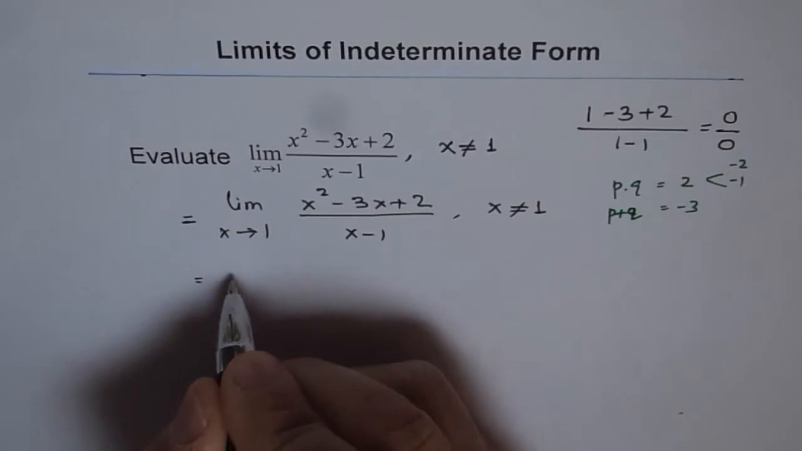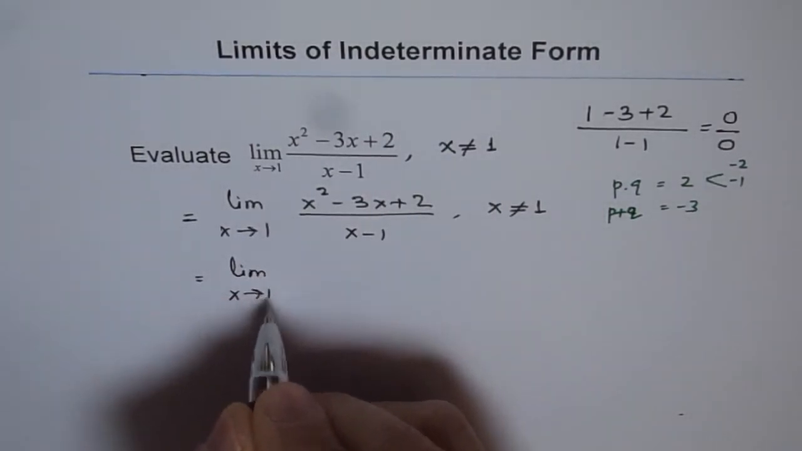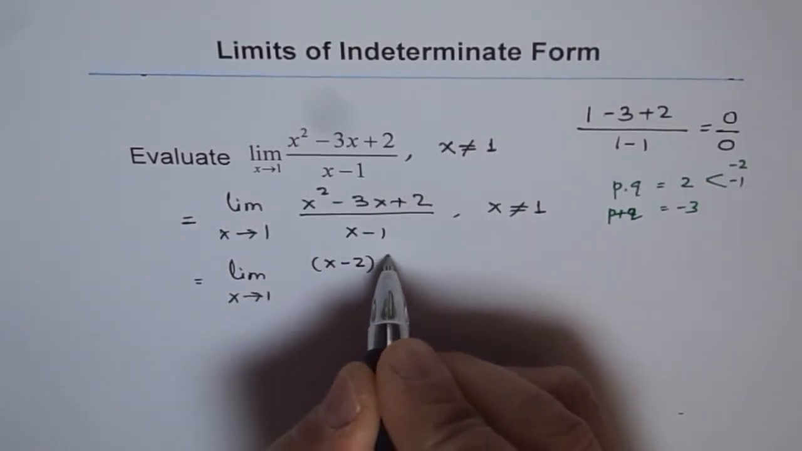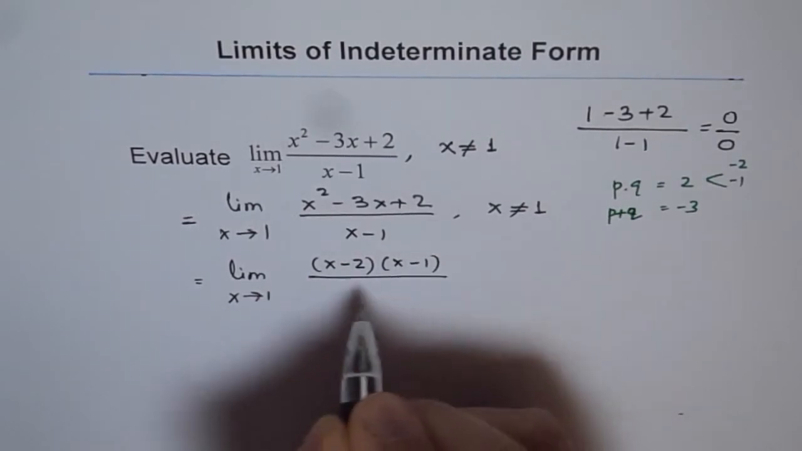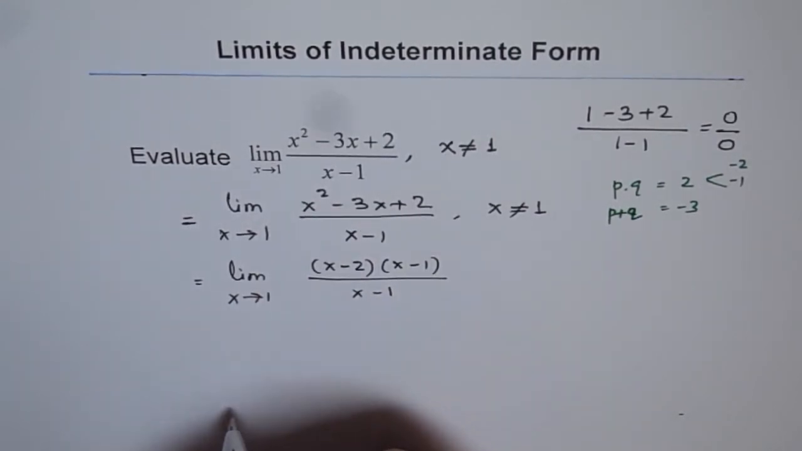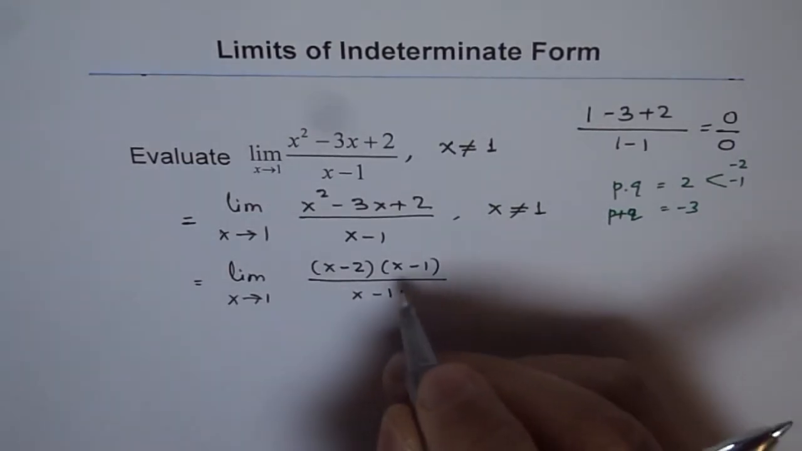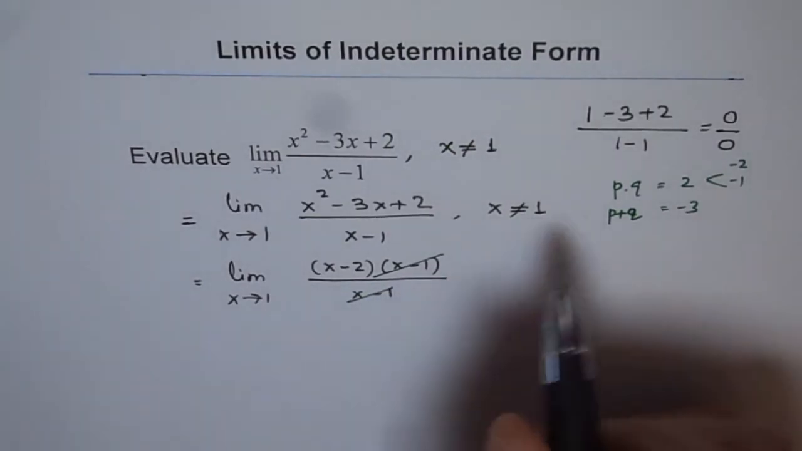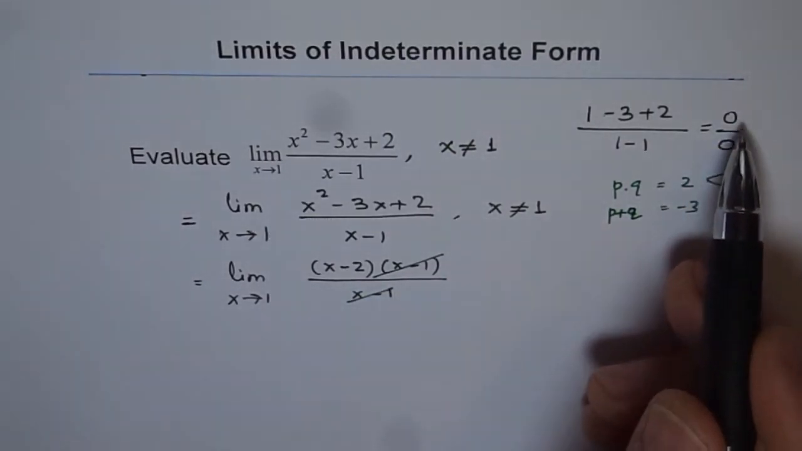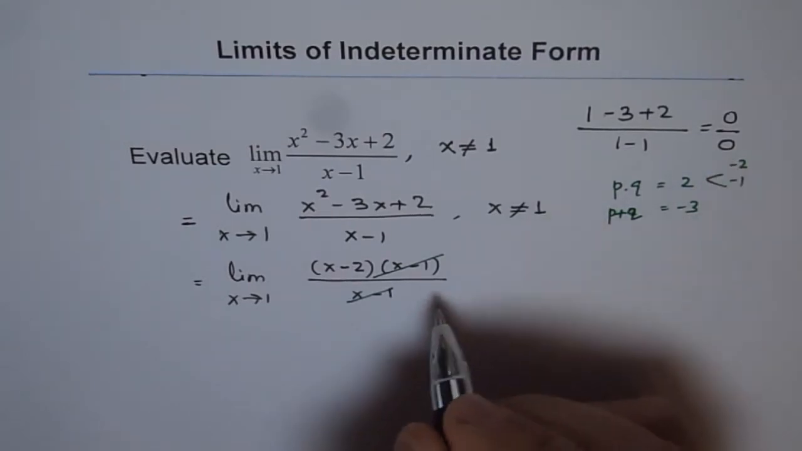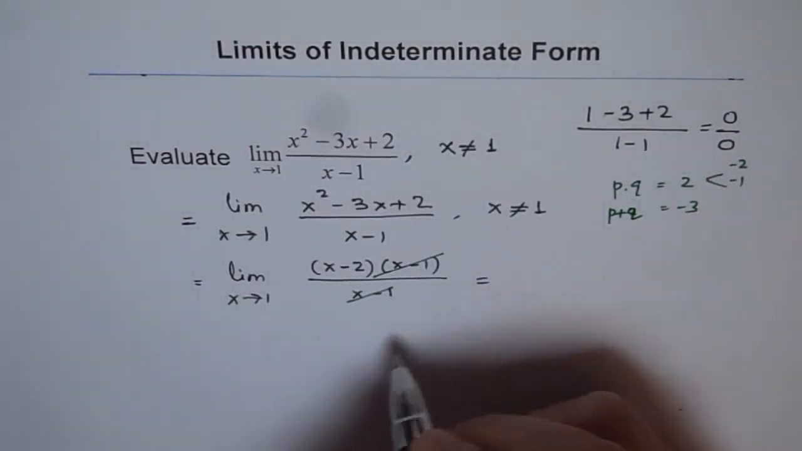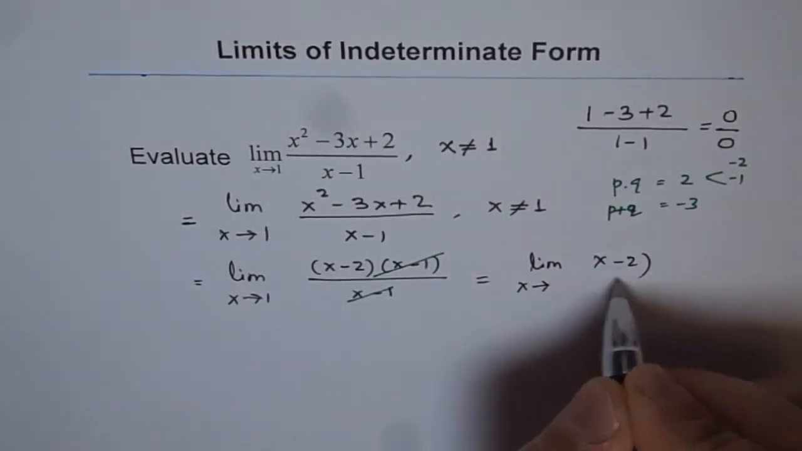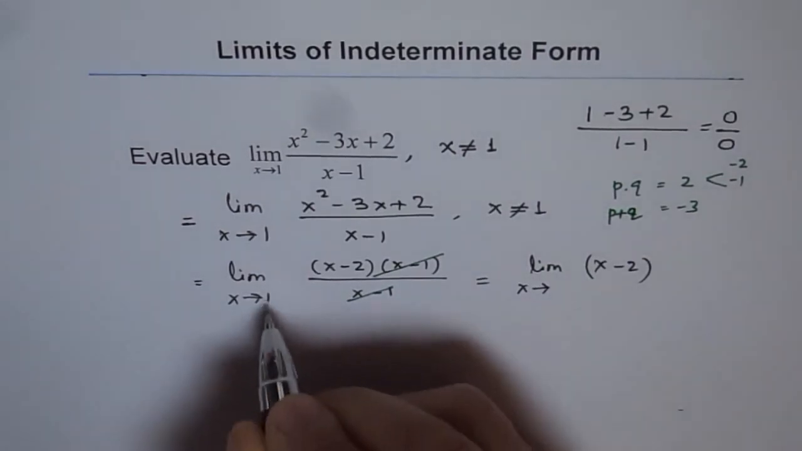So we can write this as the limit as x approaches 1, and the numerator can be factored as (x minus 2) times (x minus 1). In the denominator, we have x minus 1. Now you can see that x minus 1 is really a factor in the numerator which can be cancelled out, and that was resulting in this 0 in the numerator and 0 in the denominator. Now once we cancel it out, we get the limit of the function x minus 2, where x approaches 1, correct?